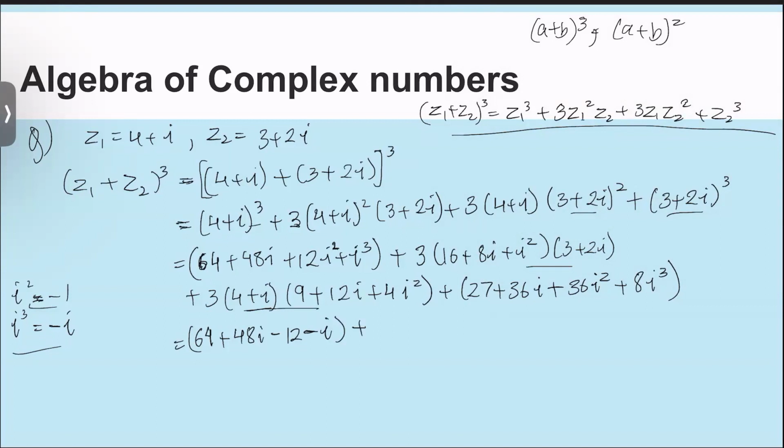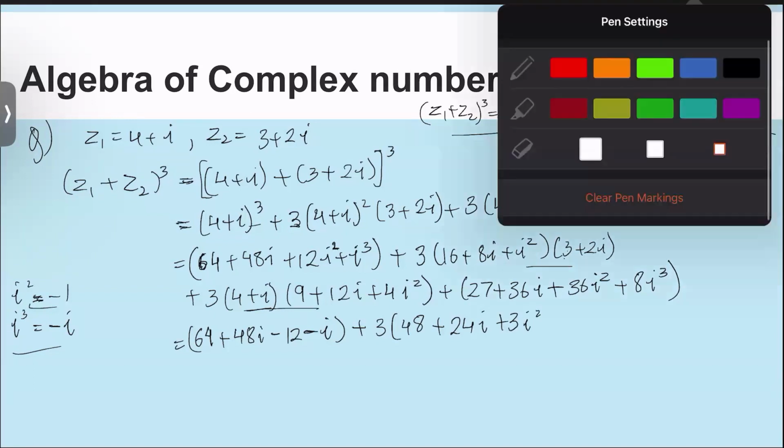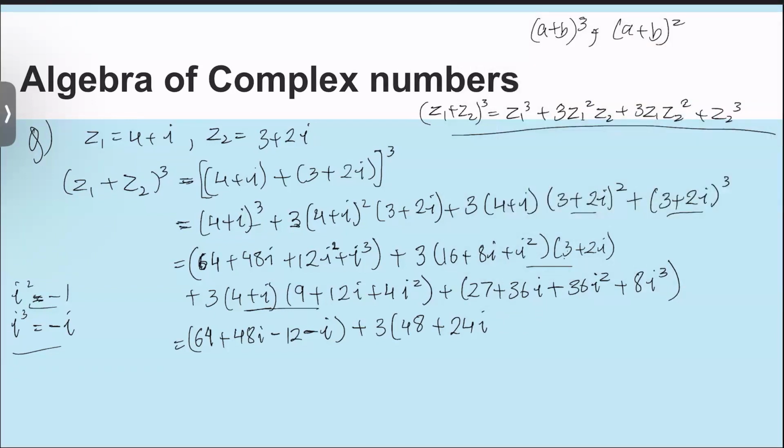Plus, now you keep 3 out and you multiply 3 plus 2i with 16 plus 8i plus i squared. So you will get 48, plus 24i plus 3i squared. Now you can directly substitute for i squared here, so you can reduce the number of steps over here. So this will become minus 3. Okay.